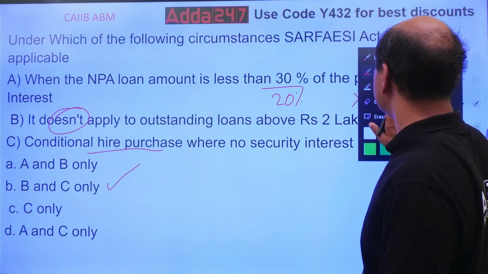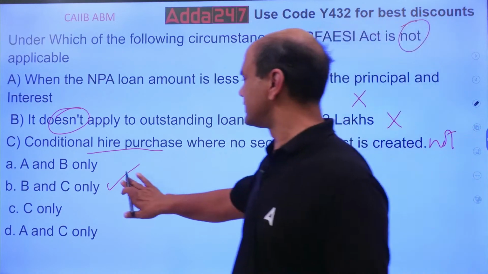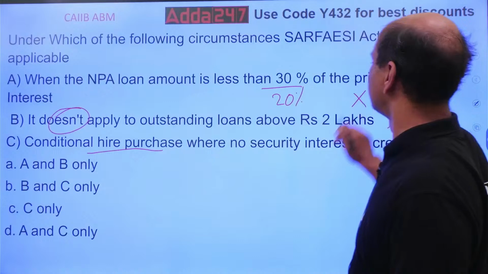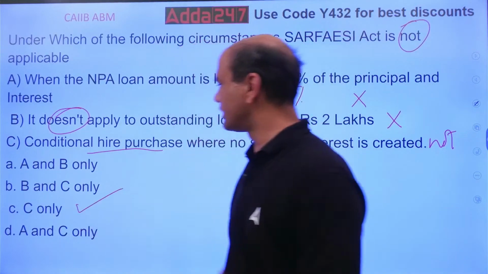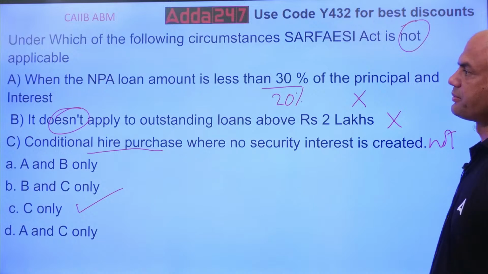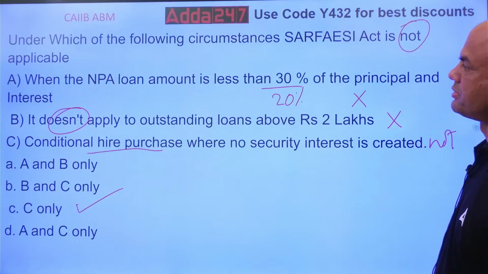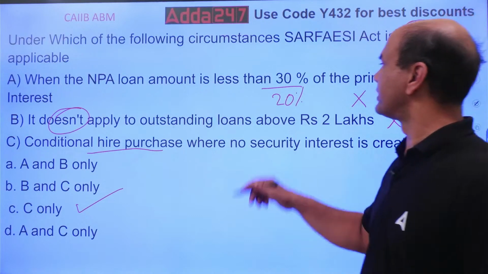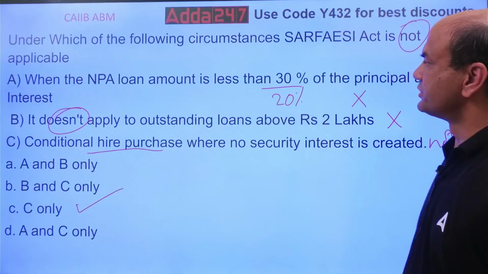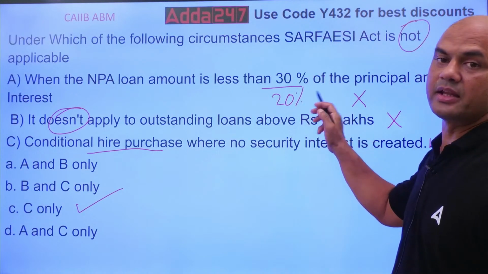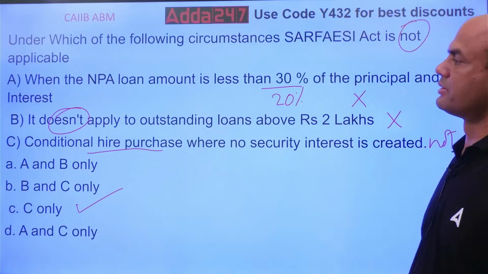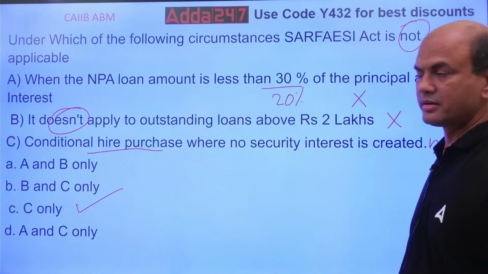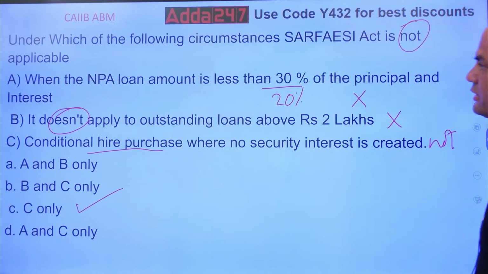Kindly note, answer is C only. Got it? Yes, correct. Answer is C because this 30% is correct. If it is less than 30%, then even then the SARFAESI Act is applicable. If the loan is above 2 lakhs, even then it is applicable. But here it is not applicable. That's right. C only.